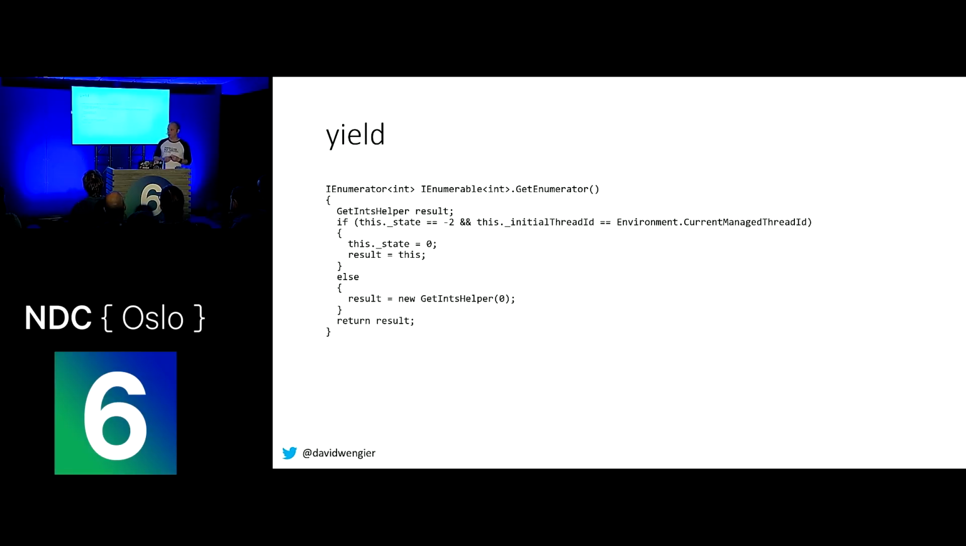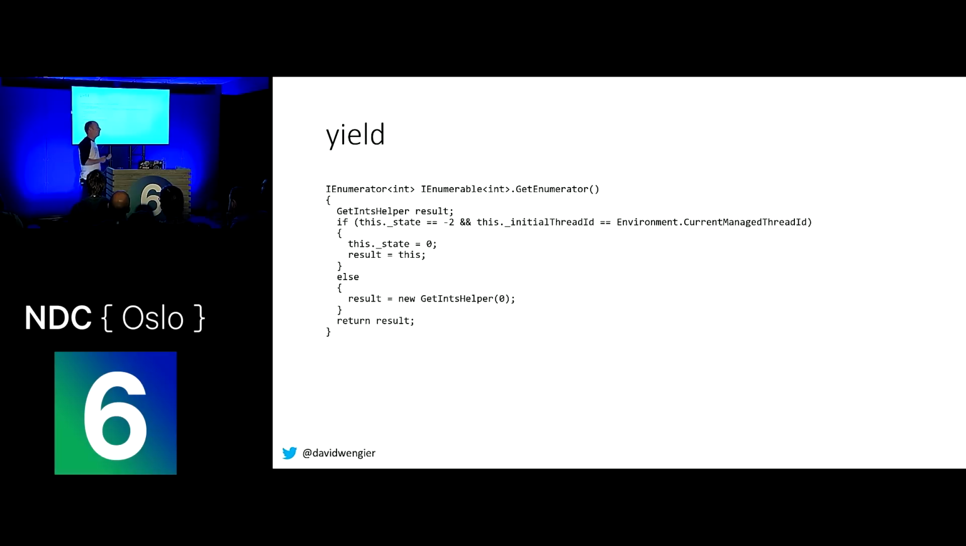So a getEnumerator call looks like this. Starting to get a bit more complicated, I know. It's all right. We'll go through it line by line. If state is -2, that's our initial state, and we're still on the same thread, then we set state to 0, everything's fine, and our result is this. We are our own enumerator. If that's not true, we construct a new helper, but with the initial state of 0. So at the end of this method, we're going to have an enumerator whose state is 0.